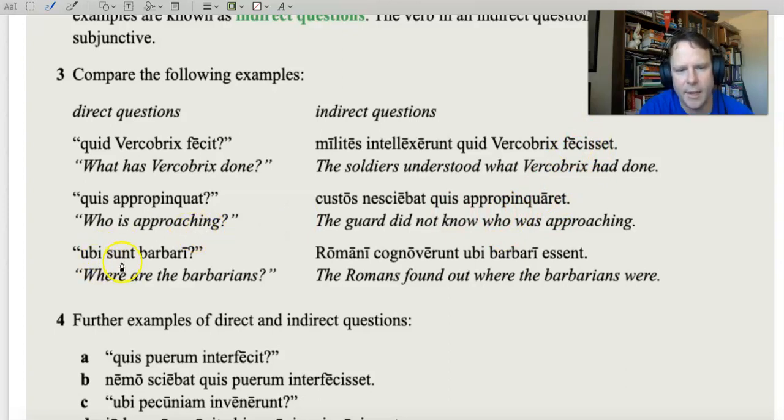And then again, ubi sunt barbari? Where are the barbarians? Romani cognoverunt ubi barbari essent. So the Romans found out where the barbarians were. And remember that verb might look a little bit strange. It's just the imperfect of the verb to be, right? The verb to be: sum, esse, fui. So the imperfect is taking that infinitive form, esse, and then just adding the nt, just like we did with appropinquare and adding the t there.